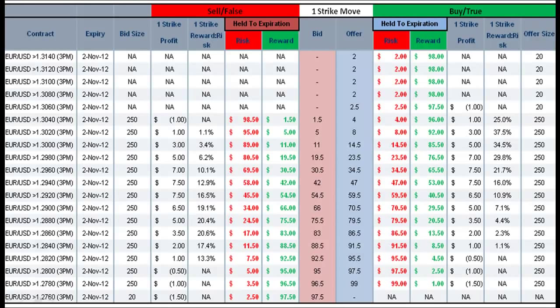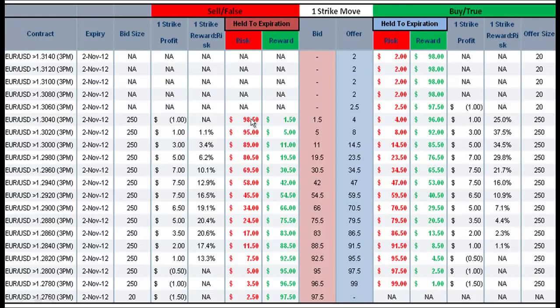Alright, so what I've done here is I basically recreated the Nadex price ladder. The price ladder just simply means all the different strikes that you see right here. So you can see 3140, 3120, 3100, they're all 20 pips apart. And over here you see the bid and offer. So you're used to seeing that, right? And then I put, if you held it to expiration, what is the risk and what is the reward on the trade, if you sold it versus if you bought it.